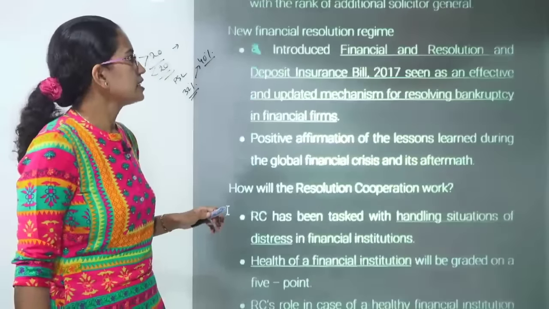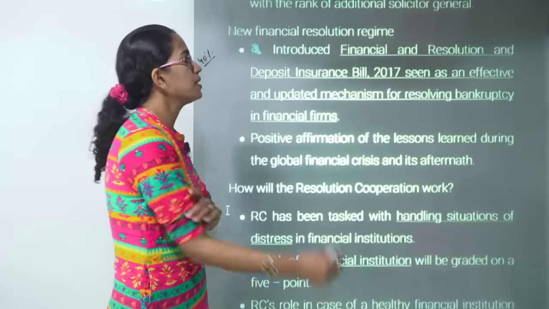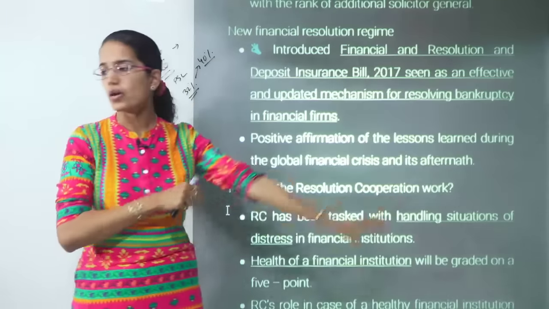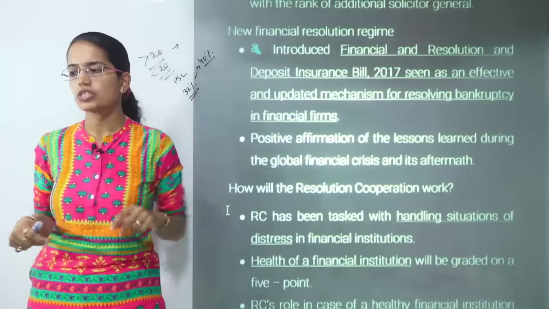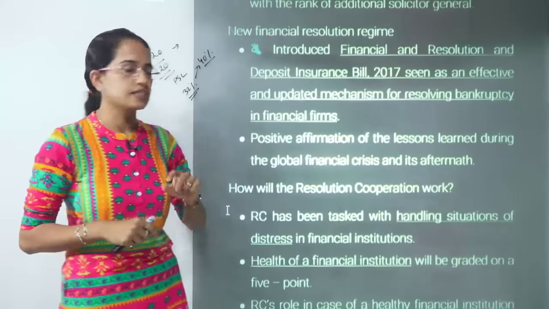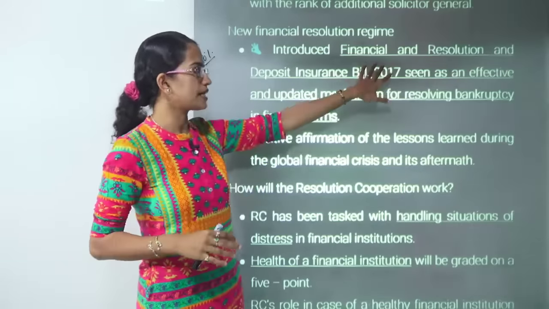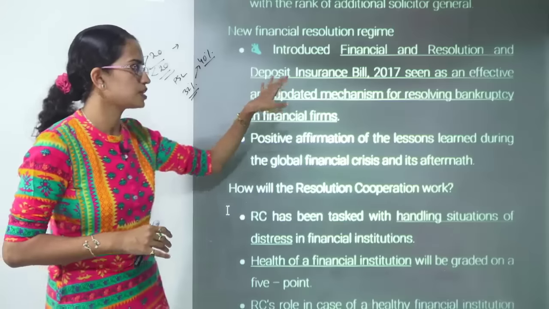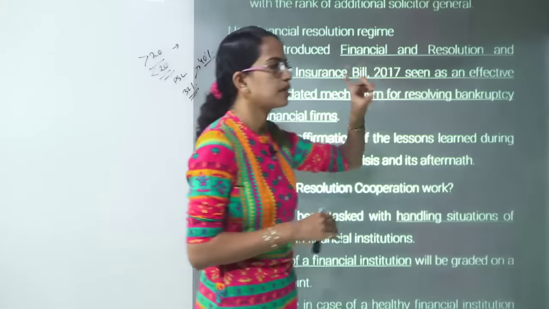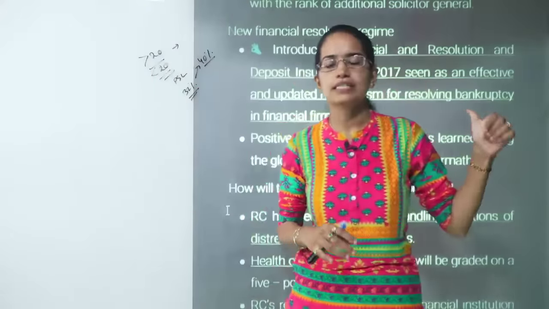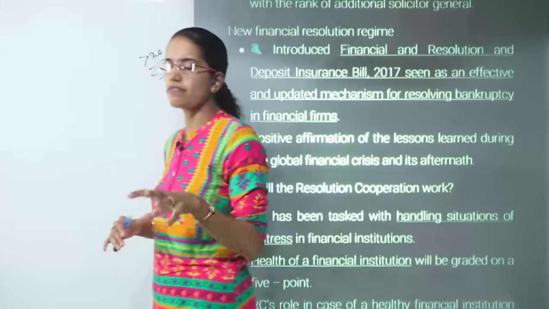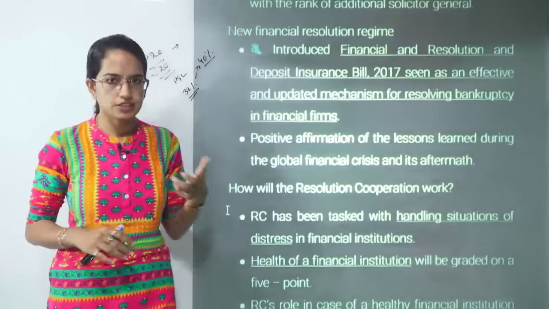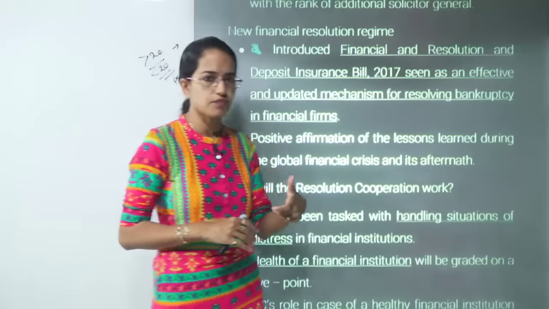The next is the new financial resolution regime. Now this is again very important. Someone has already asked a question on FSSA and FSA. Those, along with the Financial Resolution and Deposit Insurance Bill 2017, become very important. This bill basically talks about resolving the bankruptcies of the various financial institutions or financial firms.